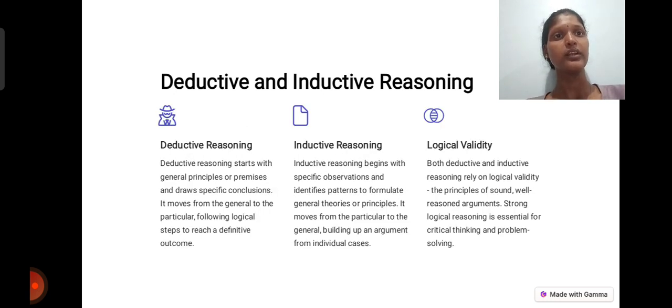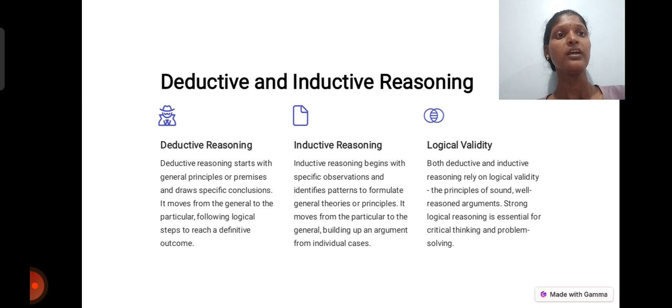Deductive and inductive reasoning. Deductive reasoning starts with a general principle or premises and draws specific conclusions. It moves from the general to the particular, logical step by step, defining outcomes. Inductive reasoning begins with a specific observation and identifies patterns to formulate general theories or principles. It moves from the particular to the general, building arguments from individual cases.